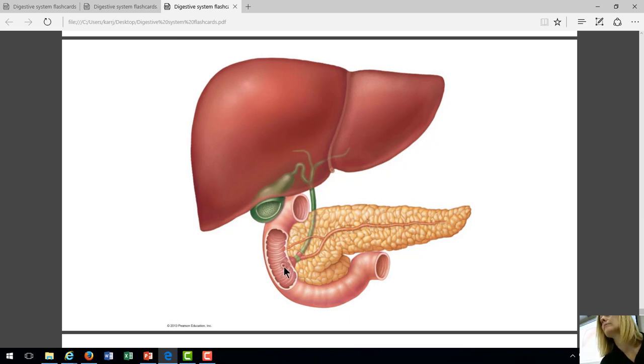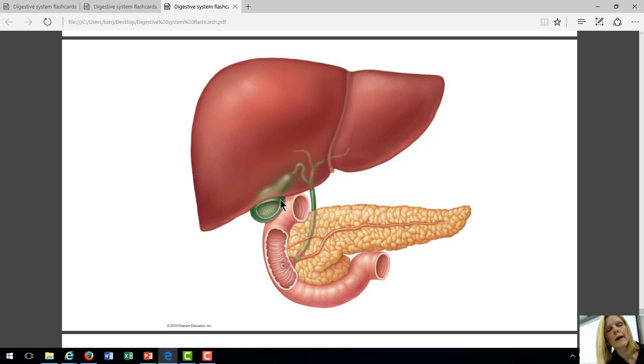We need bile to break down fat in our digestive tract. So this is the gallbladder that's tucked up underneath the liver, and it has a little duct as well, and this is called the cystic duct. And again, combines to form the common bile duct. So the cystic duct and the hepatic ducts come together to form the common bile duct.